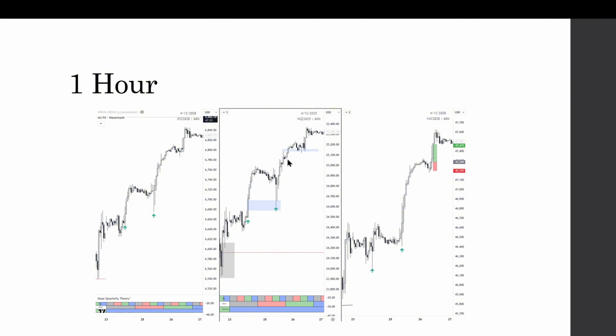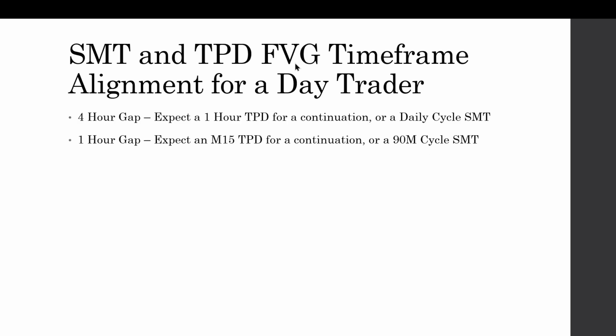But now we're going to show you how we are going to enter into these trades, because of course, it's no point having a directional bias if you're not able to trade in line with that bias. So SMT and TPD fair value gap time frame alignment for a day trader. Notice I say for a day trader. I'm not going to give the other time frame alignments as it is irrelevant if you are a day trader, but you can reverse engineer everything I say to get what it would be if you are a swing trader or another type of trader.